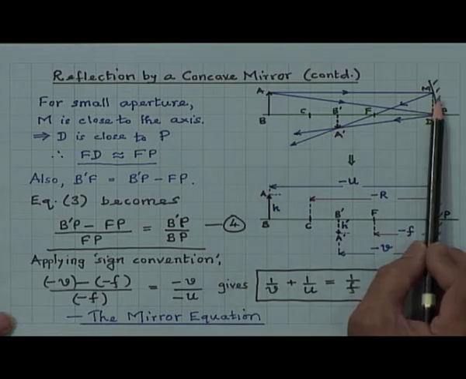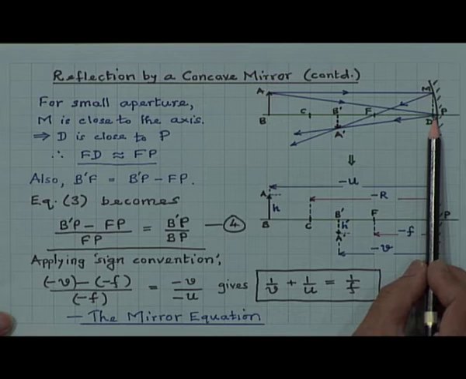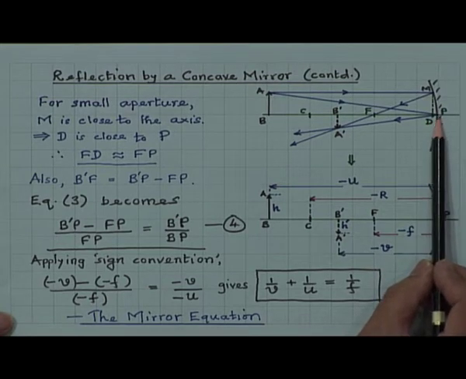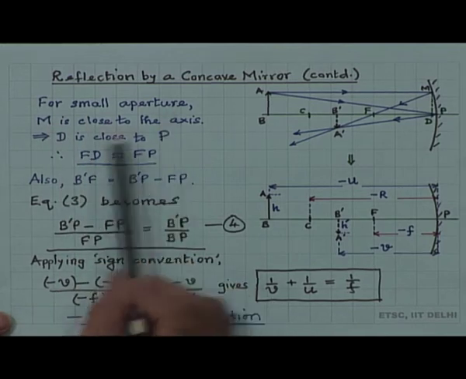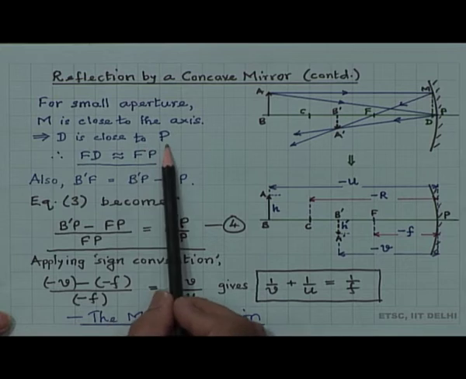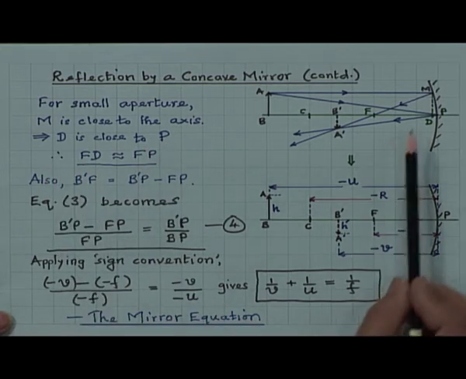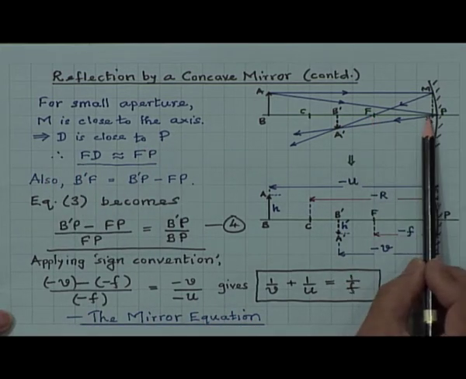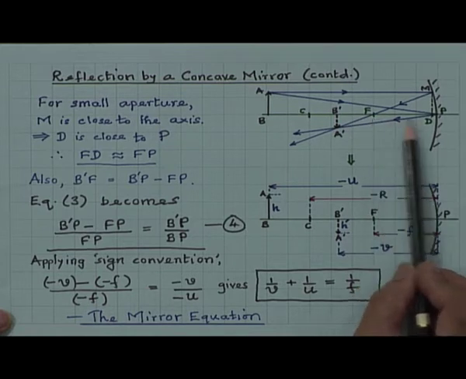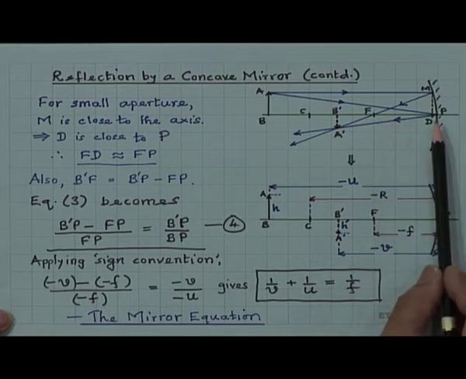Paraxial or small aperture approximation, M is closer to P, which means if I draw a perpendicular here, the point D will be close to P. So, for small aperture, M is close to the axis, and therefore, D is close to P, which means FD here is nearly equal to FP, because D and P are very, very close, and therefore, FD is the same as FP.